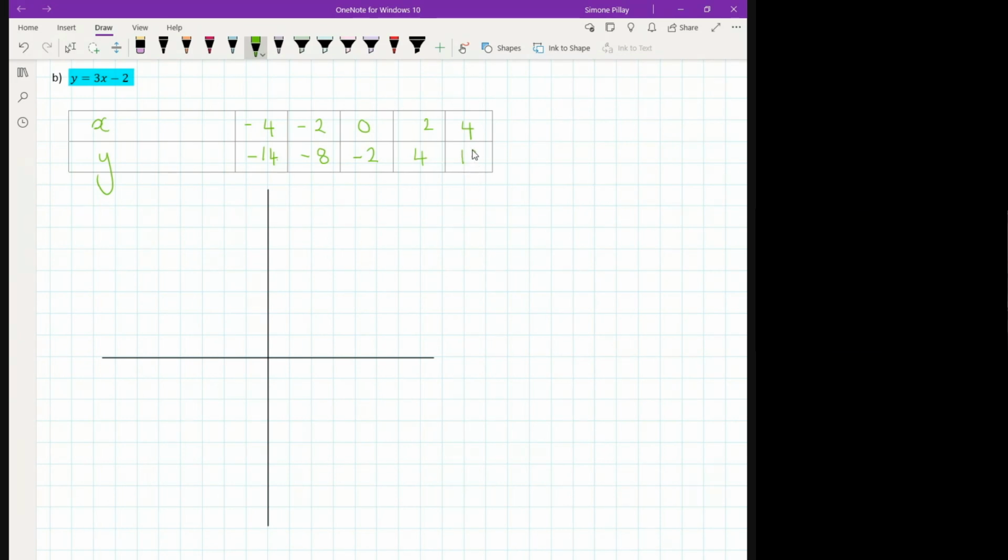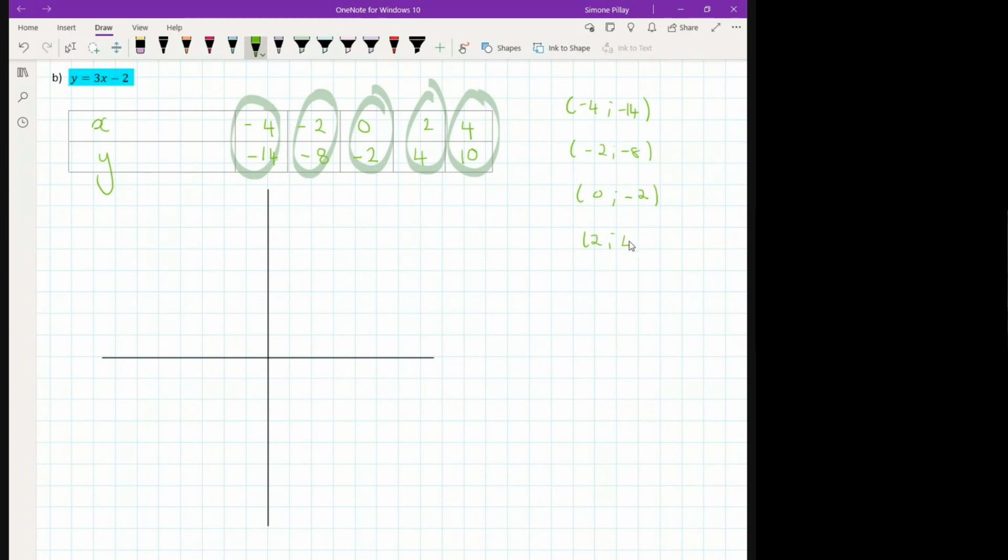Thank you very much for helping. Now, let's look at what my coordinates are. Remember, we put them in pairs of x and y. So they are going to be -4 and -14. I've chosen values where I need to be able to fit -14 in, so I need to remember that when I'm numbering my graph. Then we have -2, -8. We have 0, -2. We have 2, 4. And we have 4 and 10.